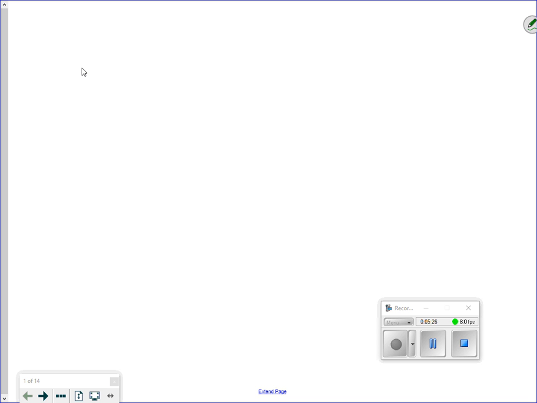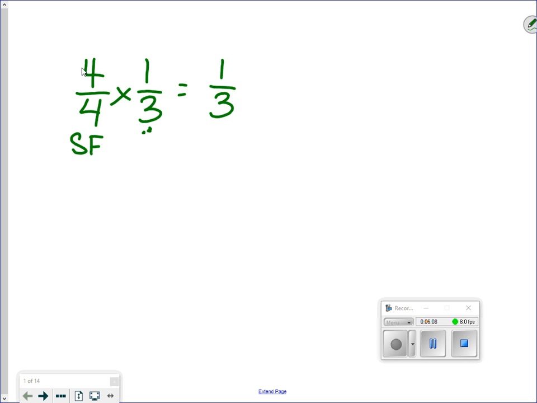Okay. So, I'm going back to the 4/4 times 1/3. We already decided that 4/4 times 1/3 was 1/3. So now, if I change, this is my scaling factor. This is what determines the size of this fraction. Scaling factor is my size factor. It decides whether or not this gets bigger, smaller, or stays the same. It's not really important, but it is.